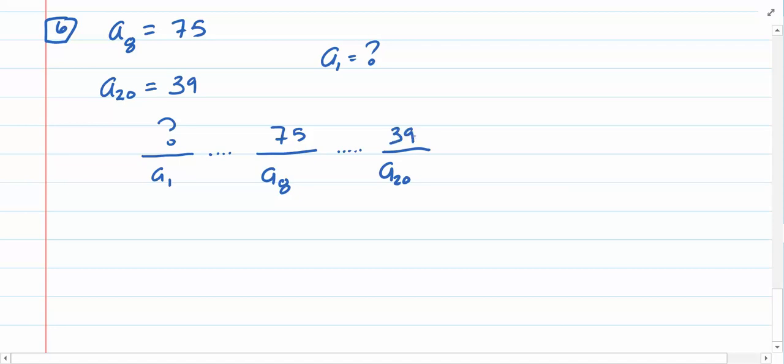So question, should the first term be bigger or smaller than 75? Bigger. It should be bigger, right? Now, because it's arithmetic, it's linear. Therefore, it follows a very specific pattern. So what do we need in order to figure this out? We need the difference. Very good. Remember, a sub n equals a sub 1 plus n minus 1 times d. We're going to use the fast forward formula. We need the difference.